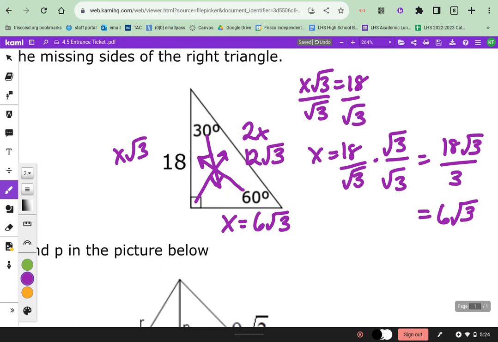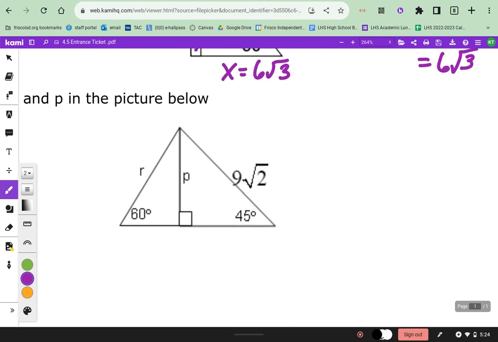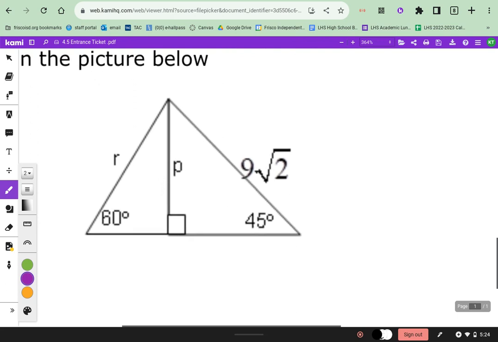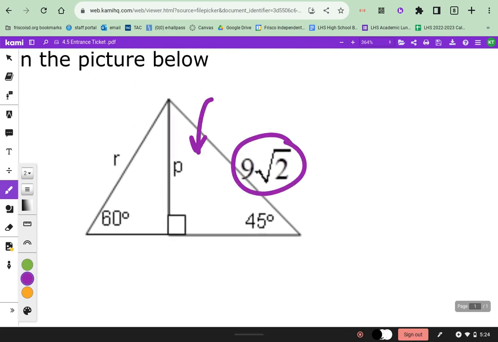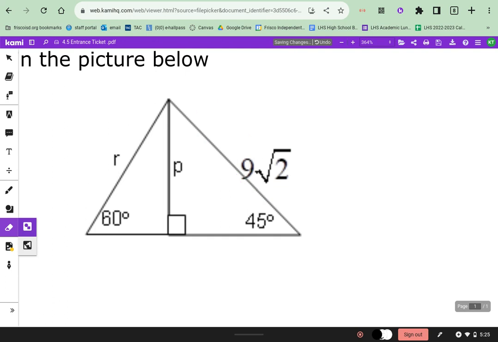And the last one was a little bit more challenging. You guys may or may not have known how to solve this one. We're going to do some more practice on ones like this today. But let's go ahead and talk about this one. So I'm going to start on the triangle where I actually have some information already. I'm going to look at the triangle on the right, solve for all my side lengths there, and then I'll solve for all my side lengths on the other triangle.